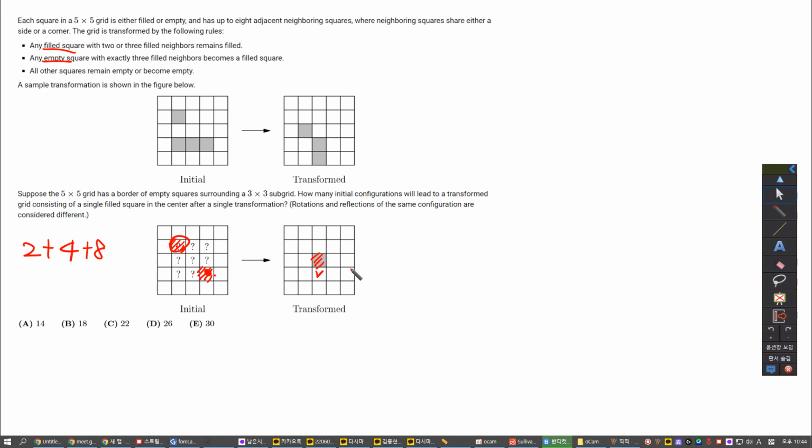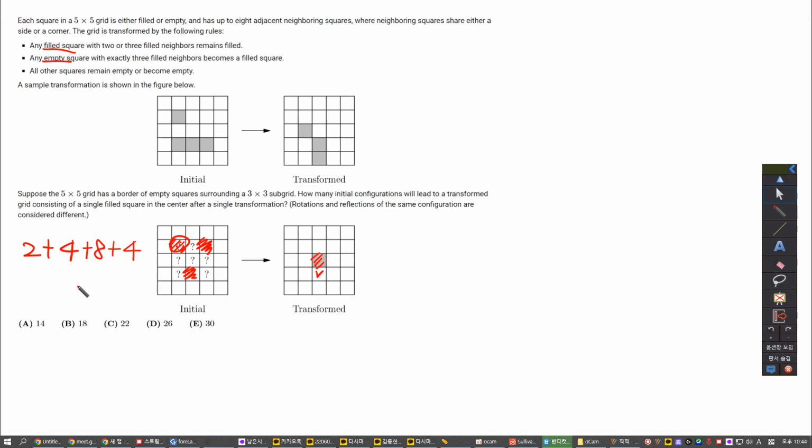So in this arrangement, we will make 8 cases. And then let's say one edge and 2 corners like this. Each of them has 0 neighbors for the 3 by 3 grid. So these 3 will all be empty after transformation, but the center will be filled. So this one also works. And in this case, we can rotate these edges 4 times. So once again, we can make 4 cases. Yeah, so that's the case we can think of.